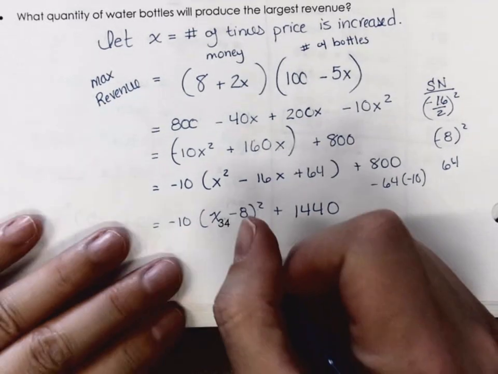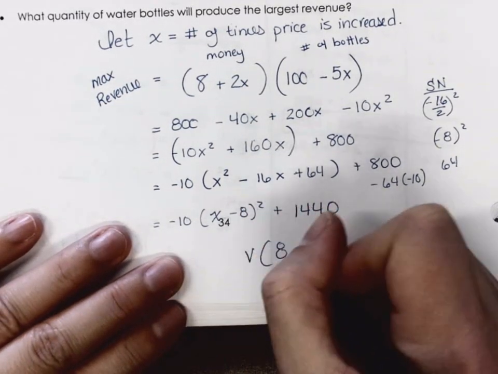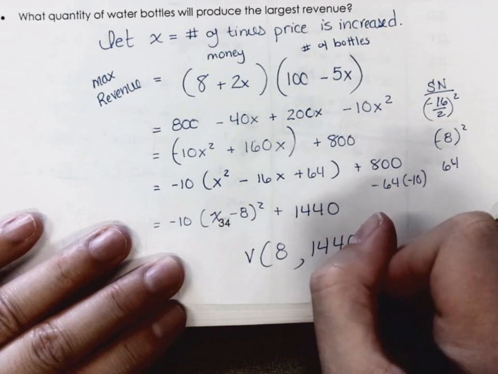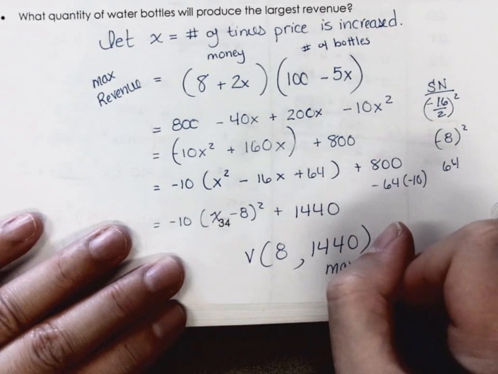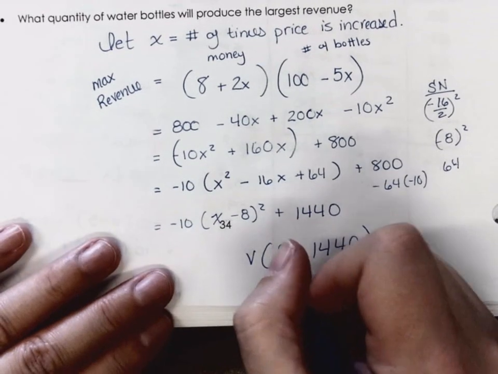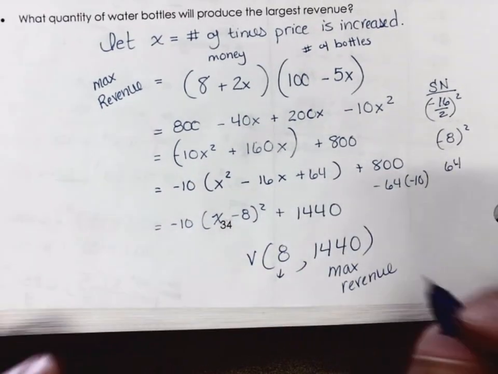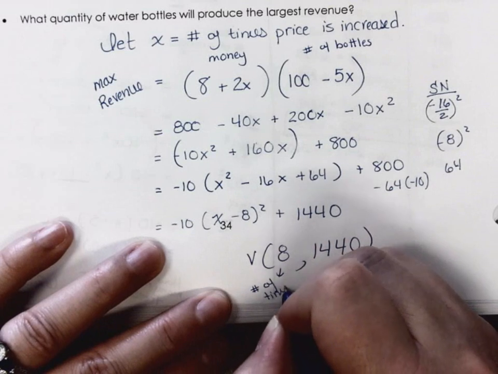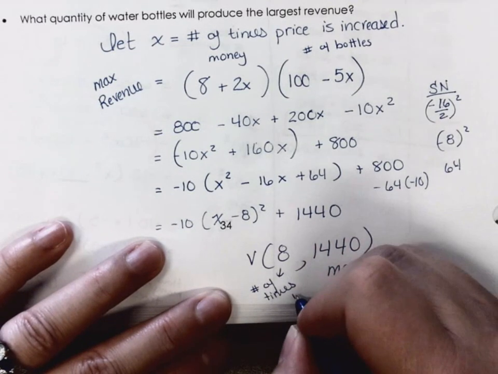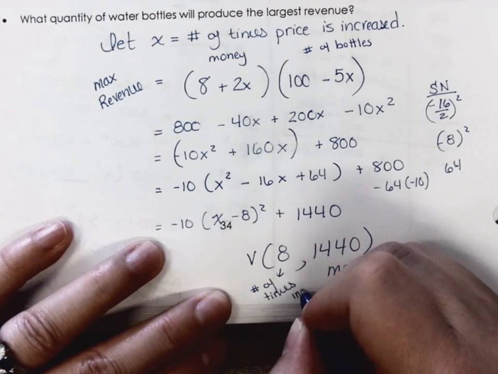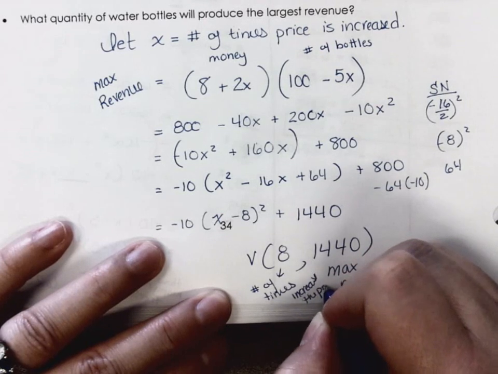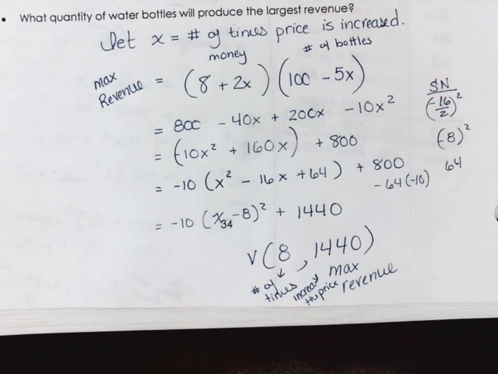So now we have the vertex at positive 8 and 1440. That y is my max revenue, and the 8 is how many times I increase the price. I'm trying to jam things in everywhere.